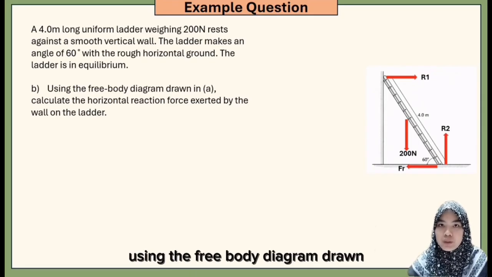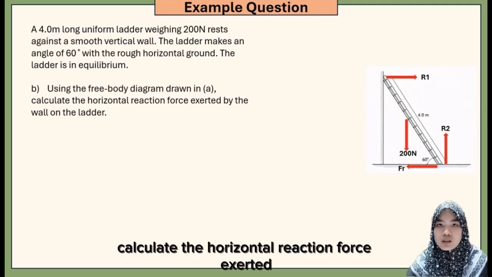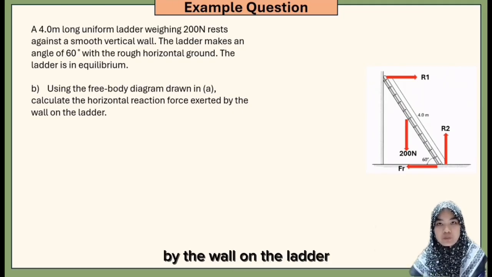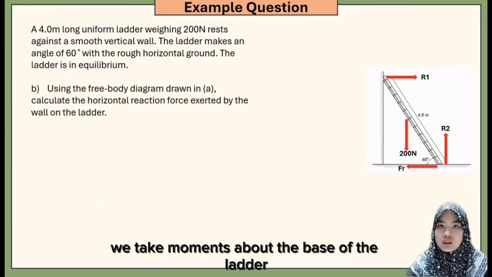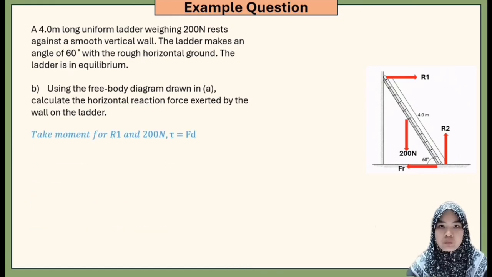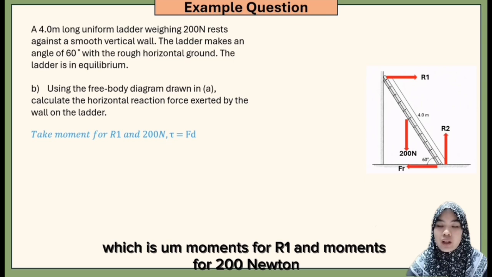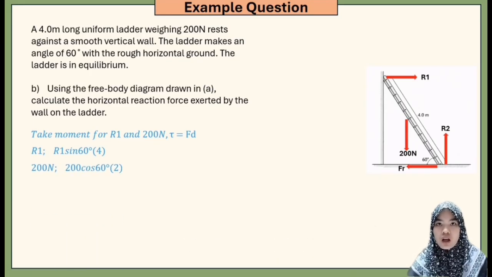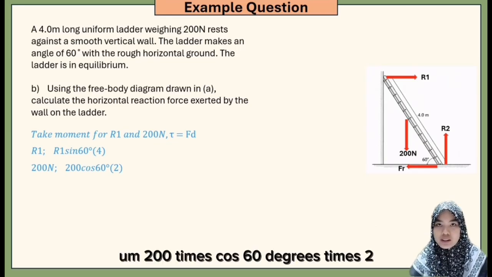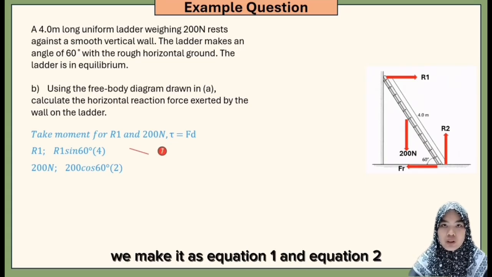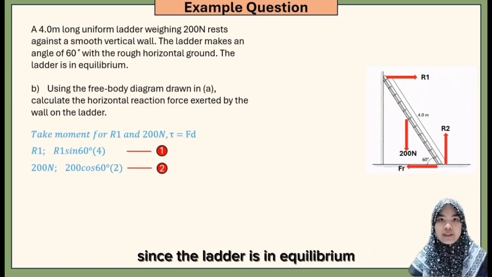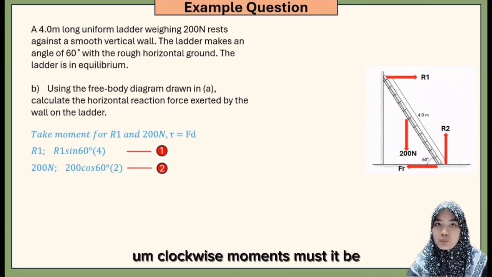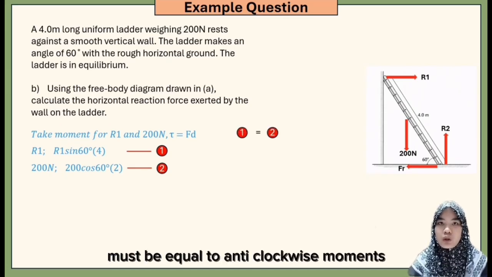Using the free body diagram drawn in question A, calculate the horizontal direction force exerted by the wall on the ladder. To do this, we take moments about the base of the ladder, which is moments for R1 and moments for 200 Newton. So for R1 times sin 60 degrees times 4, and for 200 Newtons, 200 times cos 60 degrees times 2. We make it as equation 1 and equation 2. Since the ladder is in equilibrium, clockwise moments must be equal to anti-clockwise moments.